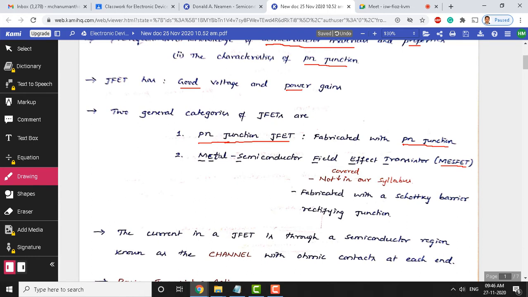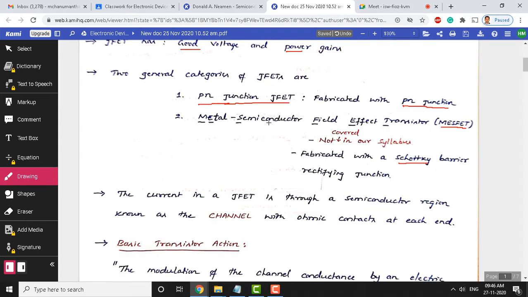So, another way of JFET manufacturing is through the MESFET. This is fabricated with a special diode called a Schottky barrier rectifying junction. This is a diode, popularly known as a Schottky diode. With the inclusion of this Schottky barrier rectifying junction, we can make the MESFET. MESFET is another class of device under the JFET.